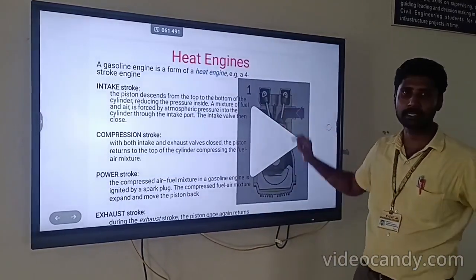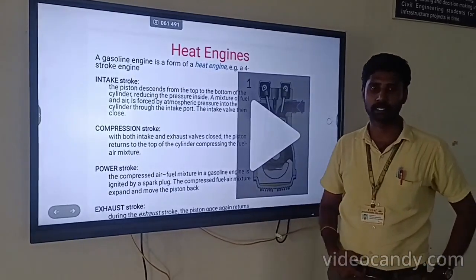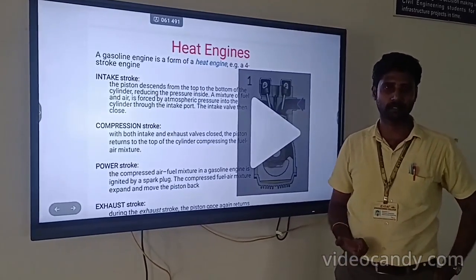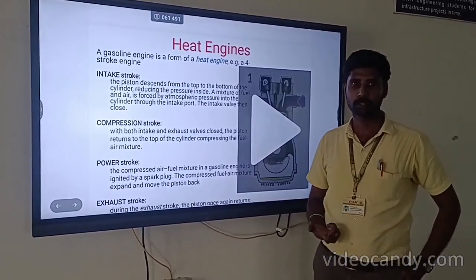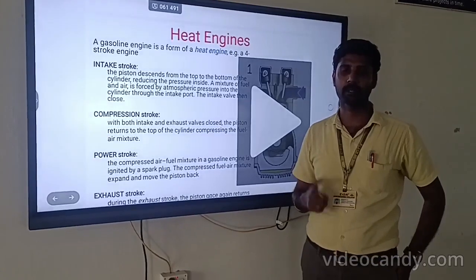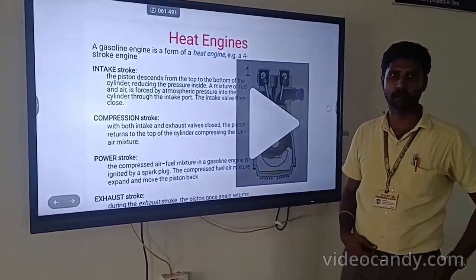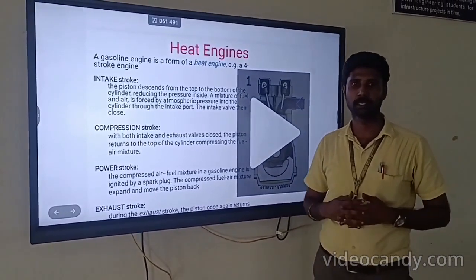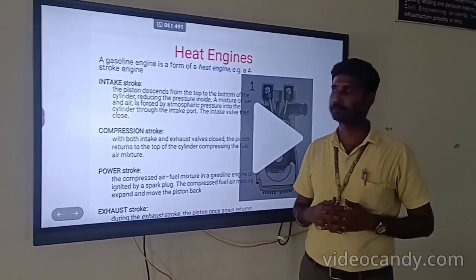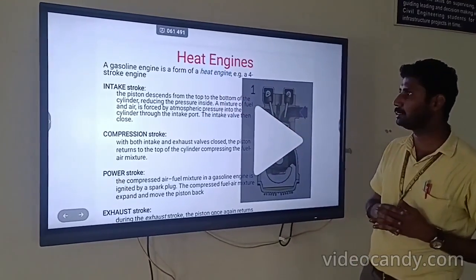So what is meant by heat engine? Heat you know very well. It is a form of energy. An engine is a device which is used to transfer thermal or heat energy into mechanical power or mechanical energy. Mostly these engines are used in automobiles, tractors, tillers. A gasoline engine is a form of heat engine.